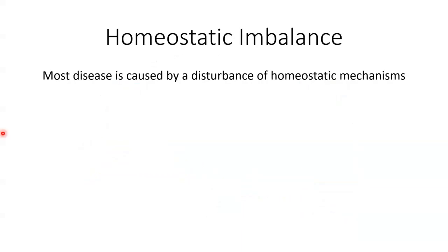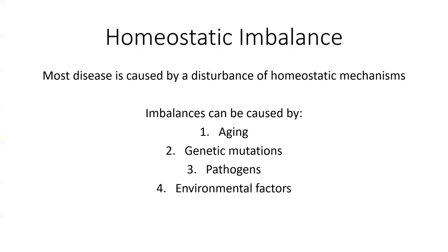Most disease is caused by a disturbance of homeostatic mechanisms, and imbalances can occur for a number of reasons. So firstly, aging can cause a homeostatic imbalance. As we get older, the receptors within the body can become less sensitive, and then our ability to reverse those changes through our effectors can diminish.